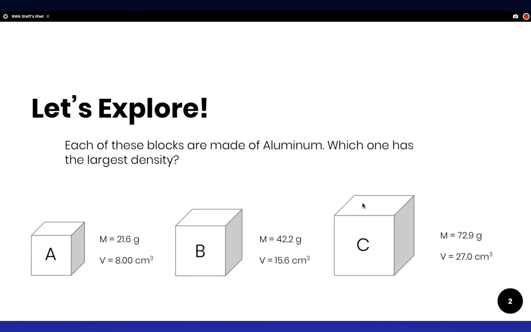Okay, I hope you have your guess for that question. I'm going to point out some of the information that you can see on the screen about these blocks. I've written down the mass of each block, as well as the volume. Another important piece of information is that each of the blocks is made of aluminum. So they're made out of the same thing.